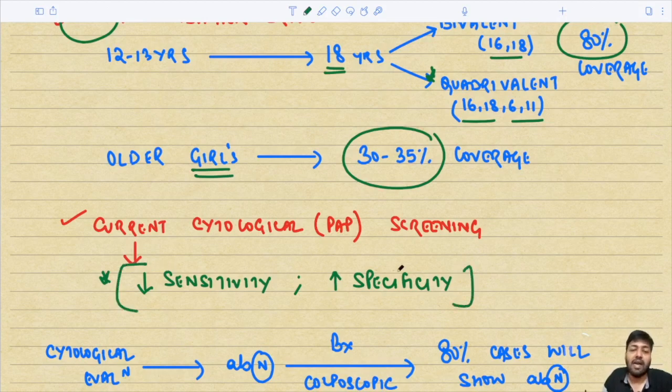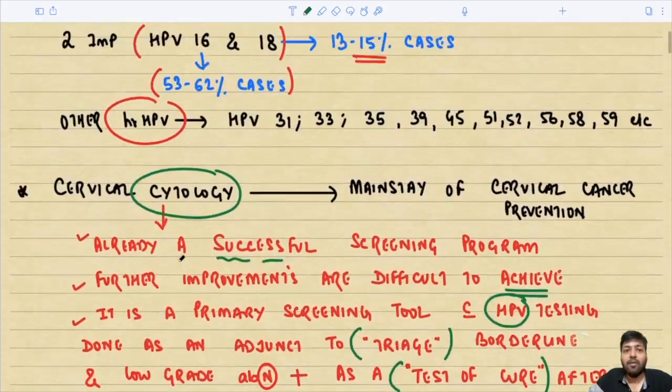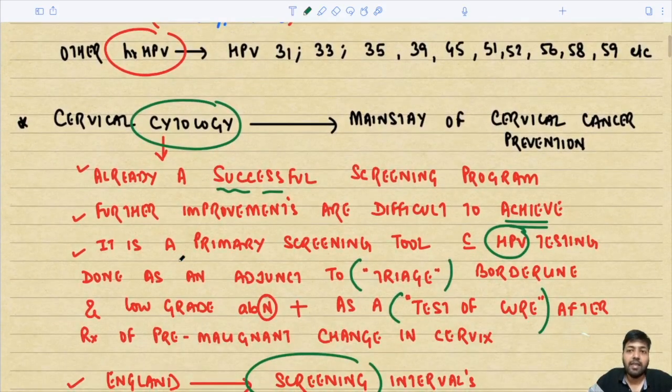The good thing is that it is highly specific in nature, whereas the bad thing is that it has a decreased sensitivity. The sensitivity of the cytological screening is quite less. Just to revise, currently we are screening for cervical cancer by cervical cytology.